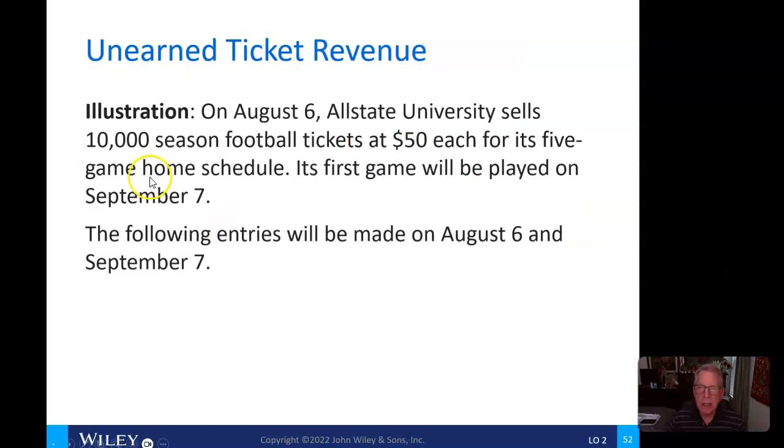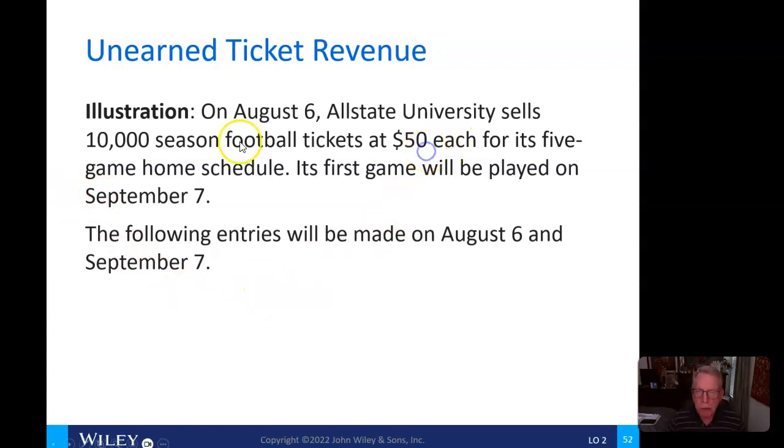Okay, let's look at an example for Allstate University. It sells 10,000 season football tickets at $50 each for its 5-game home schedule. Its first game is going to be played on September 7th. The following entries are going to be made on August 6th.